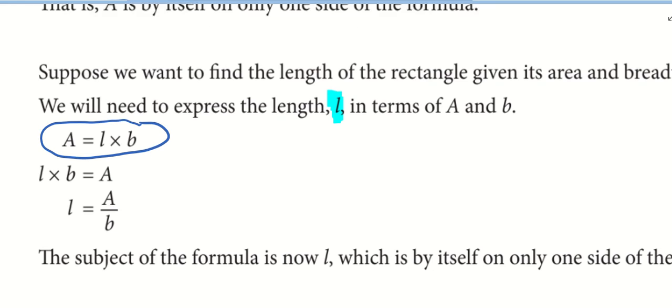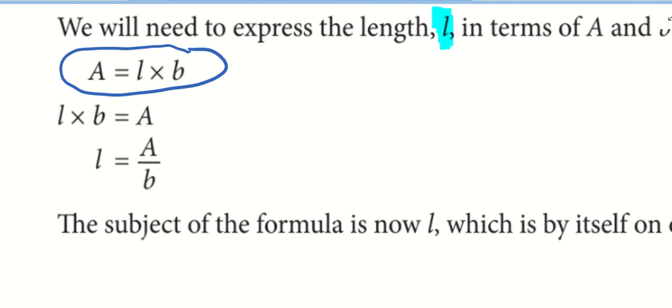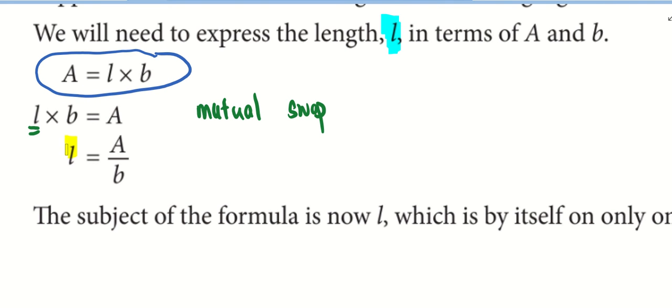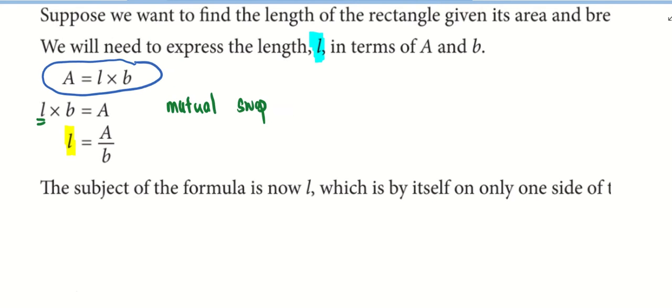Look at it. There are a few things that we do. Look, L is on the right-hand side. To make it on the left-hand side, I do what we call a mutual swap. Later, I'm going to do this with you all. After you do the mutual swap, length times breadth, I don't want the breadth. Very good. I divide by breadth. Later, I'll show you using numbers as well. So now, they change. L becomes the subject because L is on the left-hand side.